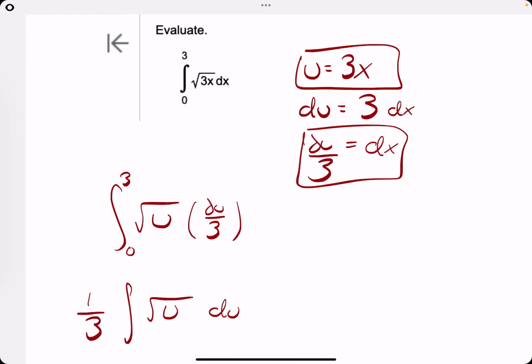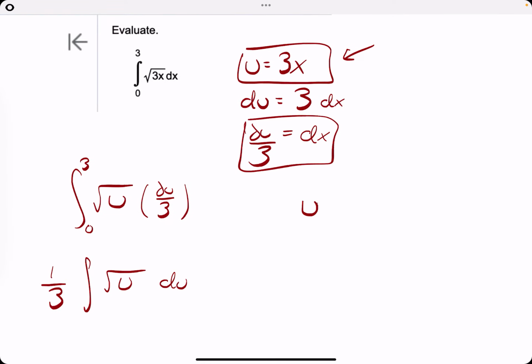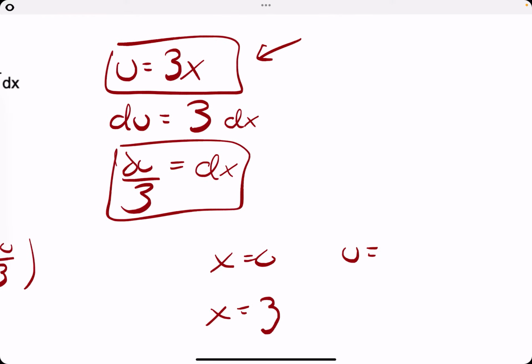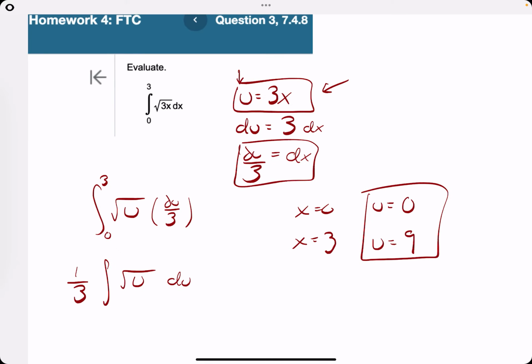You could plug 0 and 3 into 3x. So if you plug in for x equals 0, for x equals 3, you could plug in 0 to the u calculation, and you could get 3 times 0, which is 0, and then 3 times 3, which is 9. So you could convert the bounds from 0 to 3 to 0 to 9. And really what that would save you from is having to convert everything back in terms of x at the end. But again, just a preference thing.